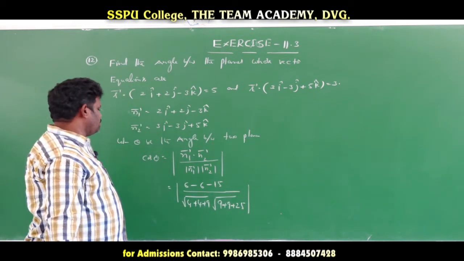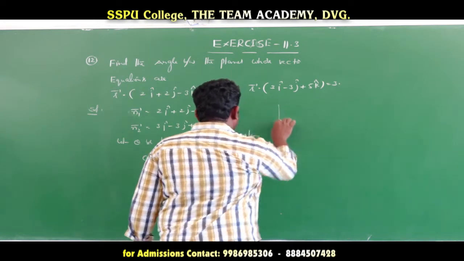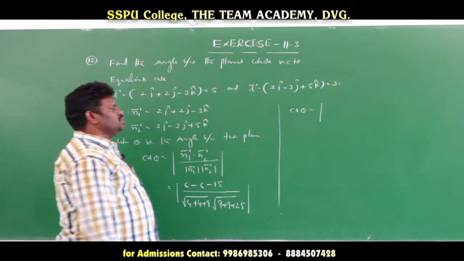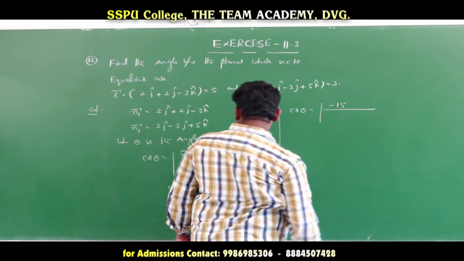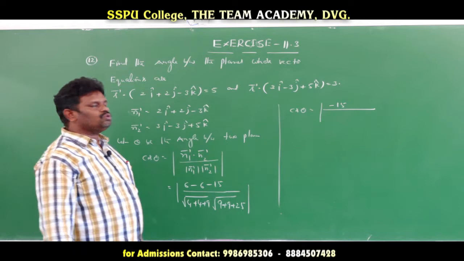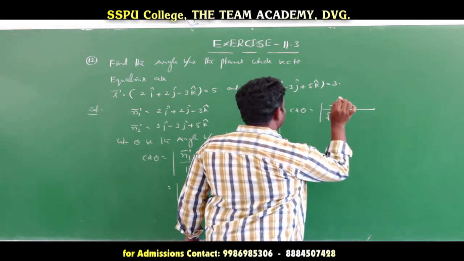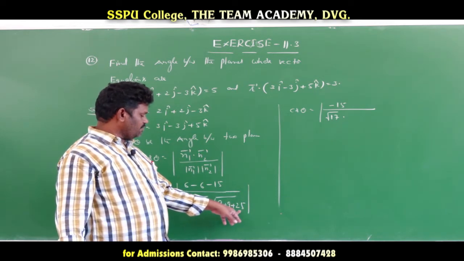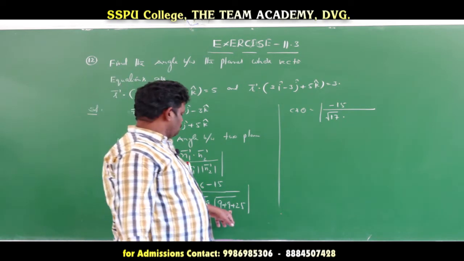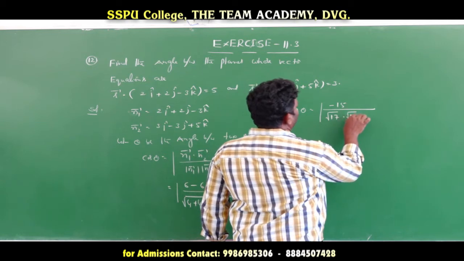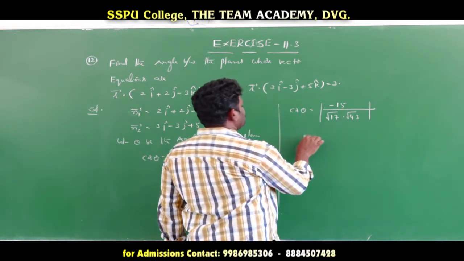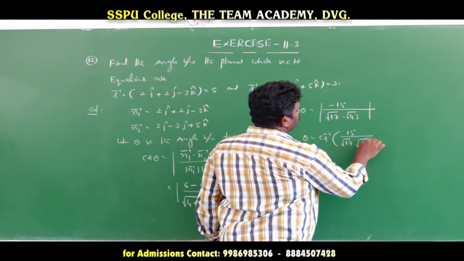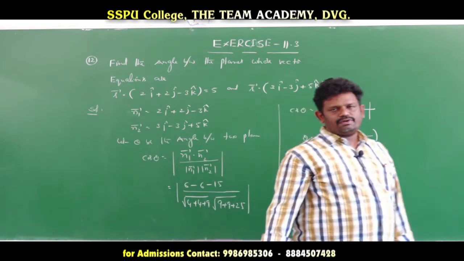Now simplifying this value, cos theta is equal to modulus of plus 6 minus 6 cancels, so minus 15, divided by the square root of 17 into the square root of 43, since 9 plus 25 is 34 and 34 plus 9 is 43. So theta is equal to cos inverse of 15 by root 17 into root 43. That is the angle between the given two planes.